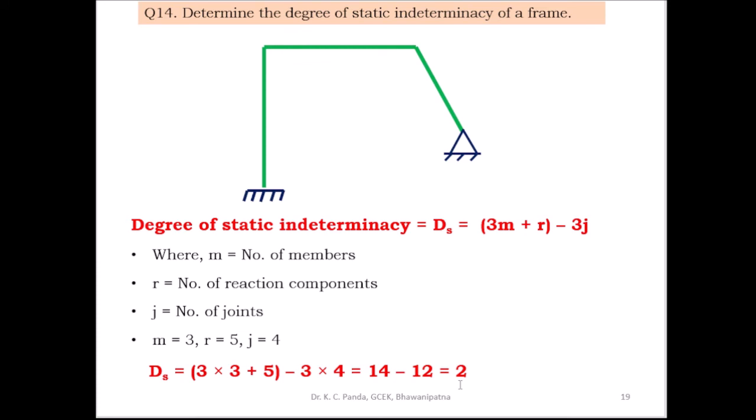Coming to the next example, this is a frame, and here these are members, and this is a fixed support, this is a hinge support. Here the number of members is equal to 3, the number of joints is equal to 4, and the number of reaction components, here 3, here 2, is 5. Then find the degree of static indeterminacy using this formula. DS is equal to 3 into 3 plus 5 minus 3 into 4 is equal to 14 minus 12 is equal to 2. And also you can find it using the other approach.